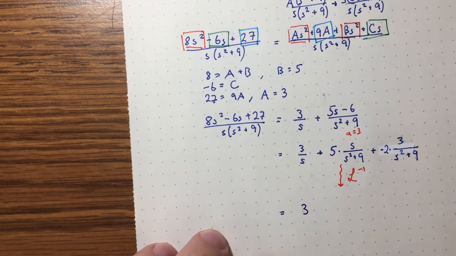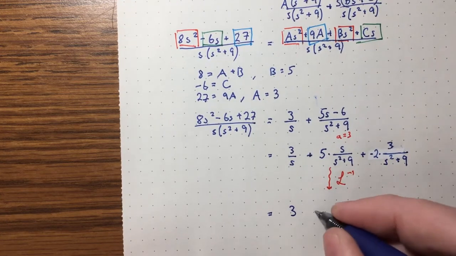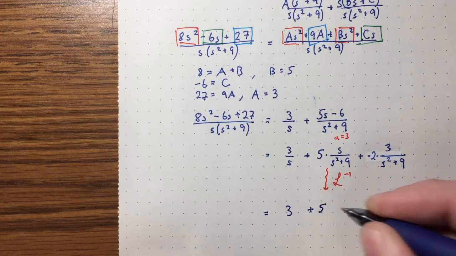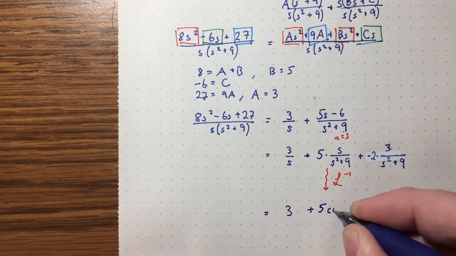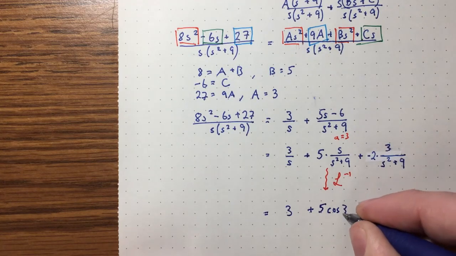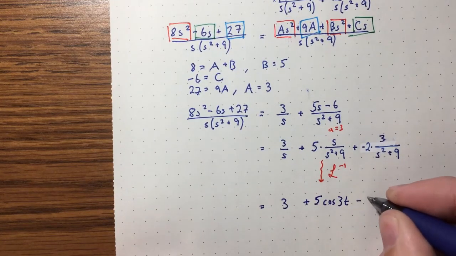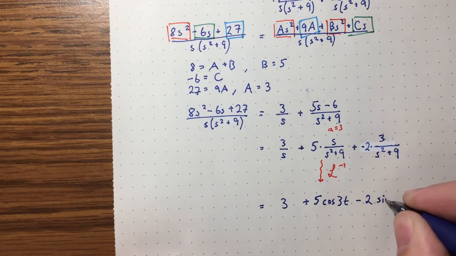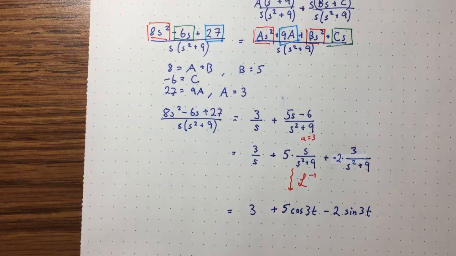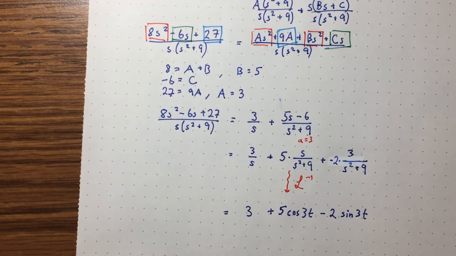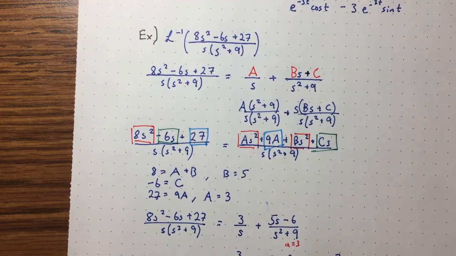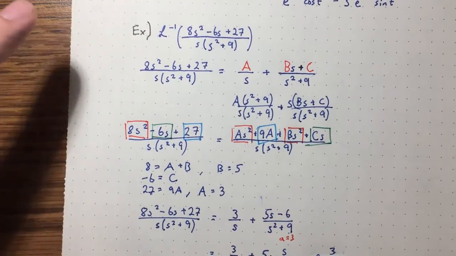Right? So Laplace transform of 1 is 1 over s. We're going backwards. This one is going to be 5 times the cosine of, cosine of what? Cosine of at, where a is 3, so cosine 3t. And then we'll have minus 2 times the sine of 3t. Okay, so that one was a bit more complicated.